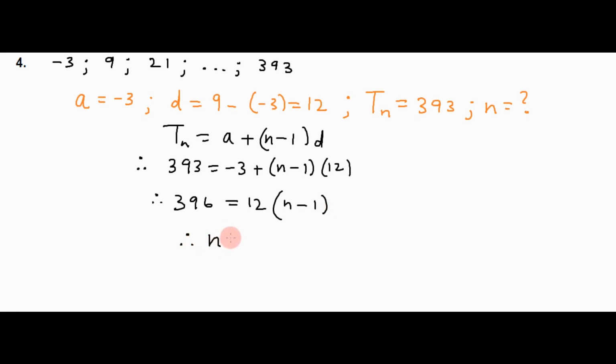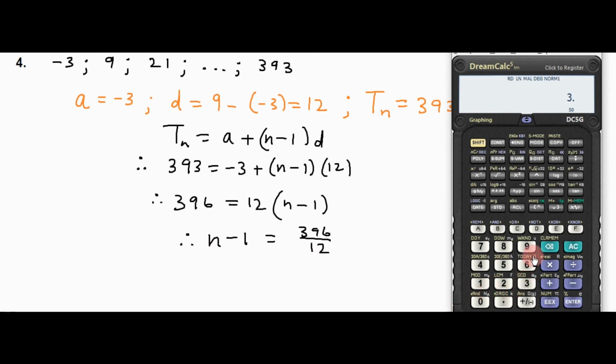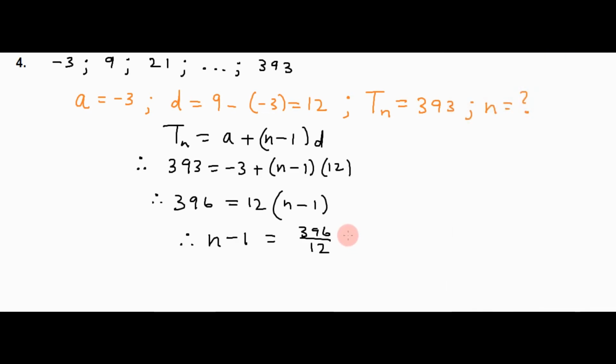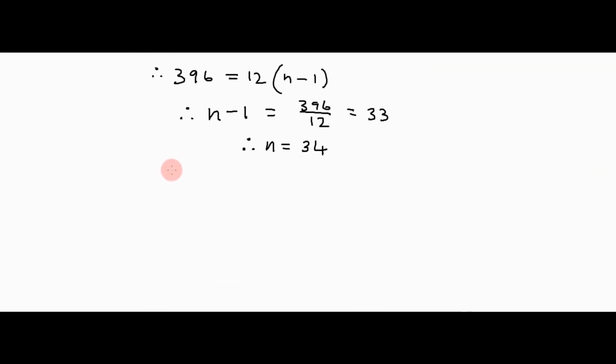We can divide by 12. So 396 divided by 12, and we see it comes to 33. So then n is 33 plus 1, or 34. Now we can use a sum formula to find the sum of all these terms.